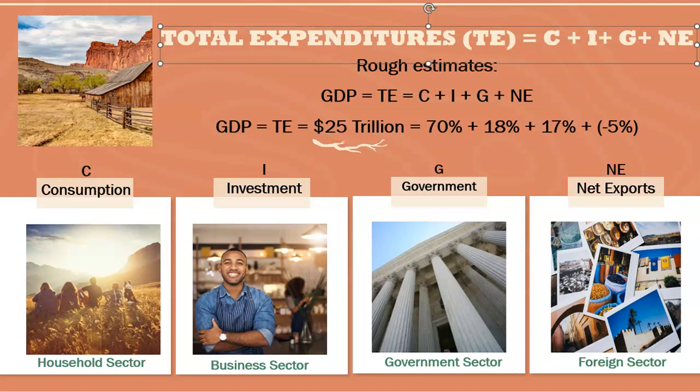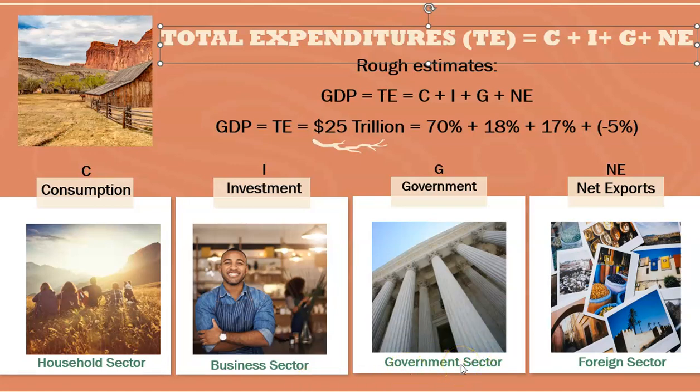Now, in an economy, there are 4 sectors. You have the household sector. That's you and I, the people who are buying refrigerators and cars and groceries, right? Then you have the business sector. These are the business owners. These are the corporations, the partnerships, the proprietorships. That's the business sector.